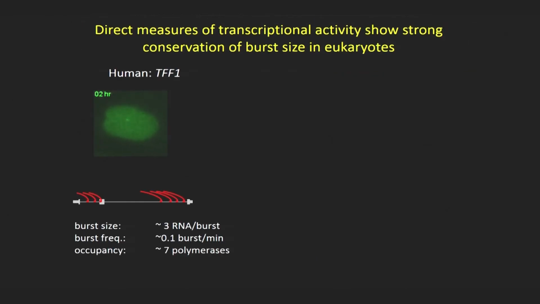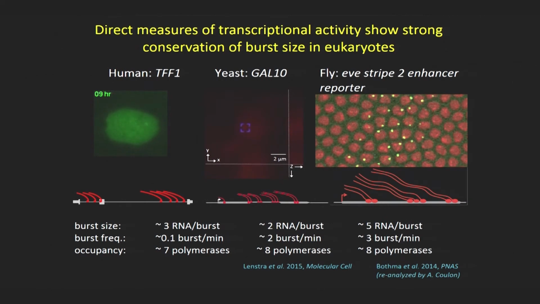Some general principles are emerging from these studies. So I've just showed you our work in human cells, where we measure this burst size of around 3 RNAs per burst. Our work in yeast returns a similar burst size of around 2 RNAs per burst. And then work in flies, this is for the Eve stripe 2 enhancer, around 5 RNA per burst. So in this case, I think it's clear that most of the noise or the variability in human gene expression doesn't come from many RNAs being initiated at once, but it's these long and variable periods between when synthesis occurs.